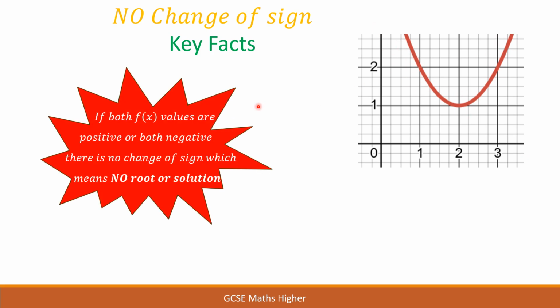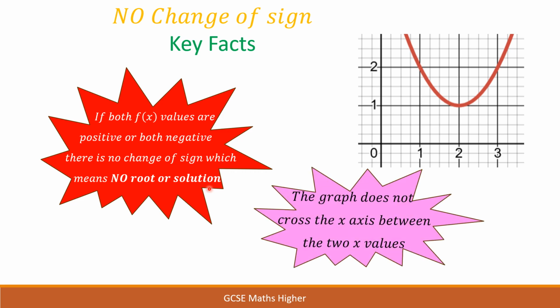So that means both of the values that you choose, say you chose the values 1 and 2, if you substitute 1 in, you get a positive answer. If you substitute 2 in, you also get a positive answer. Because both of these are positive, or it could be both negative, there is no change of sign, which means there is no root or solution. The graph does not cross the x-axis between the two x values.